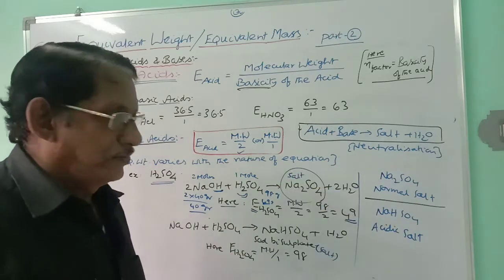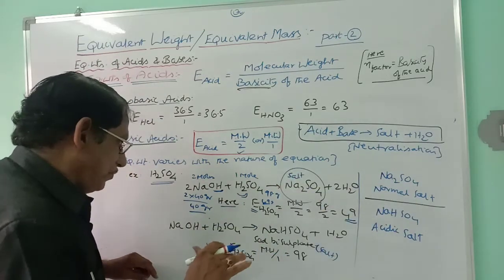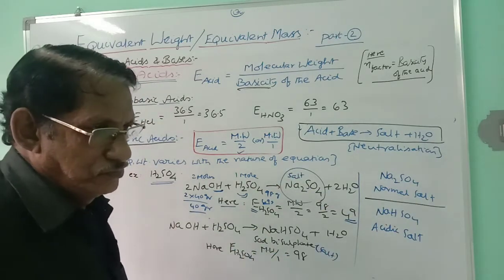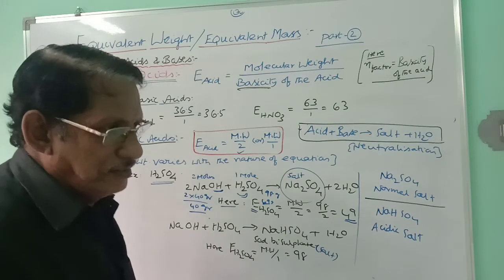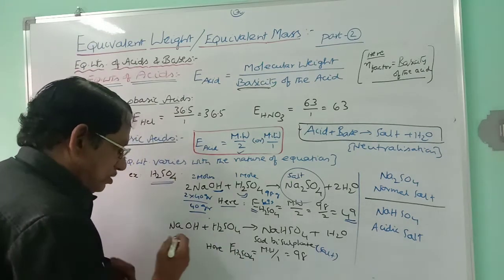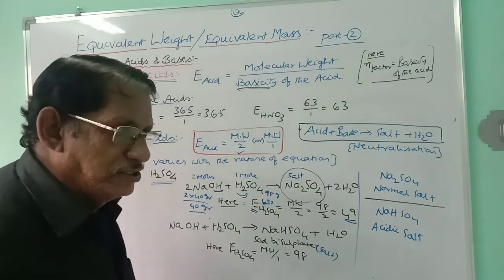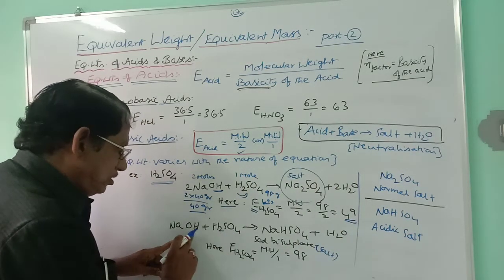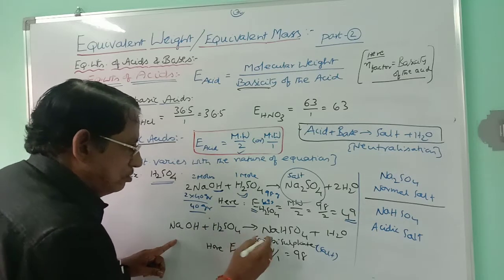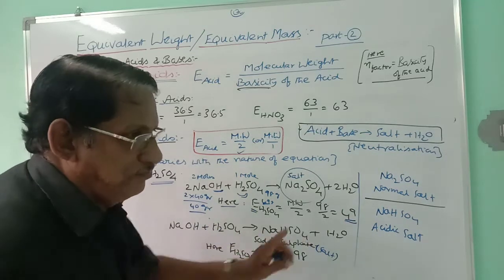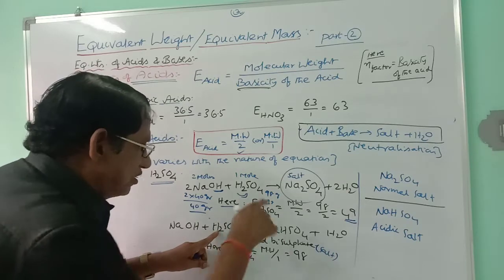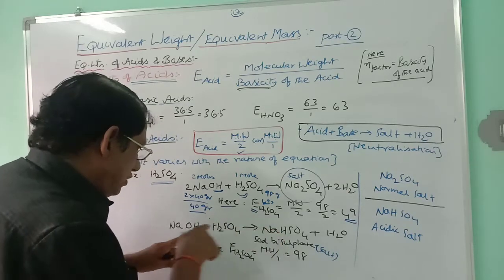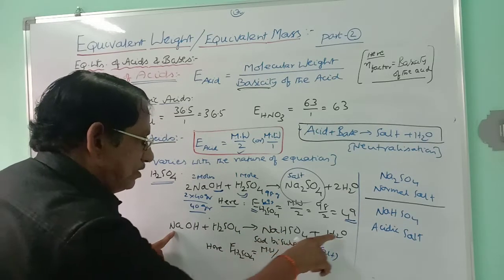Apart from that, you can take it another way, partial neutralization. You are not supplying a sufficient amount of sodium hydroxide. So here partial neutralization is taking place. Sodium hydroxide is reacting with sulfuric acid, and so here 1 H is replaced to give sodium bisulfate, NaHSO4. 1 H still remains here. And the product is sodium bisulfate plus H2O.